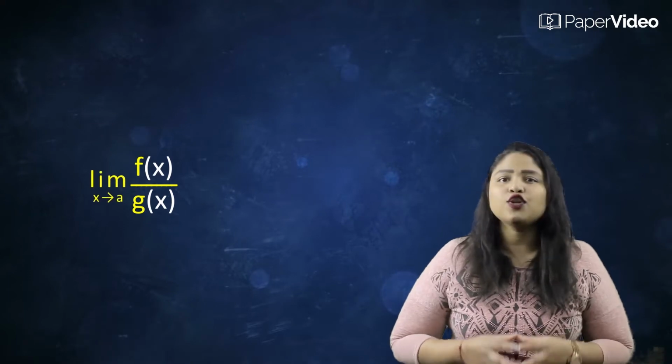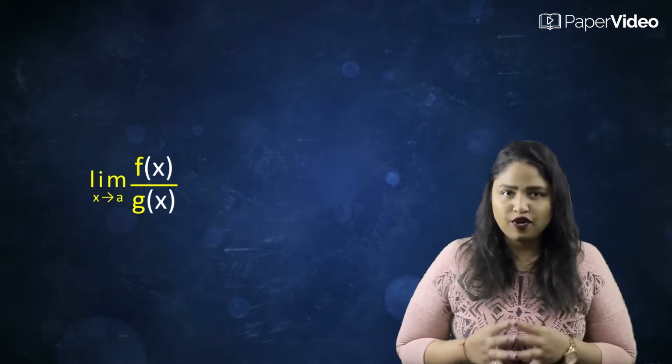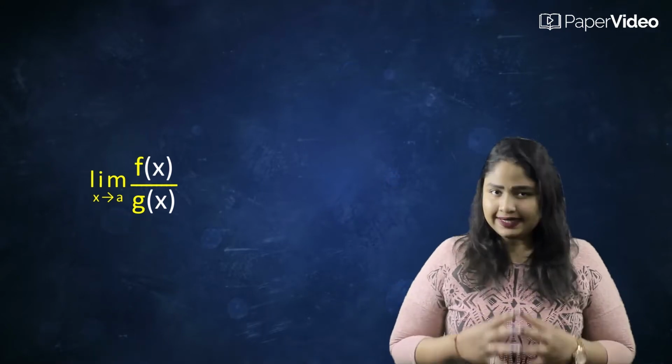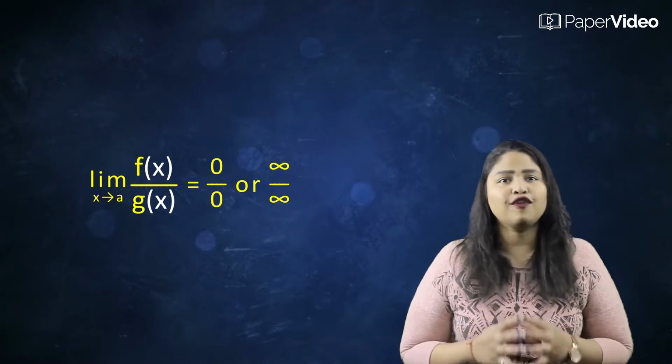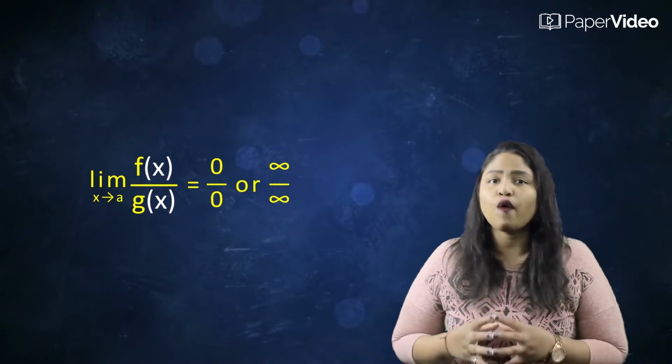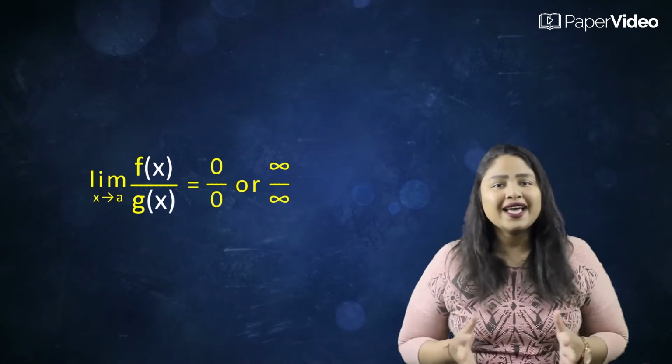First, the function on which limit needs to be applied must be of the type f of x upon g of x. Second, the limit of f of x upon g of x is of the form 0 upon 0 or infinity upon infinity. Then we can easily apply L'Hospital's rule. But what does this rule say and how do we apply it?